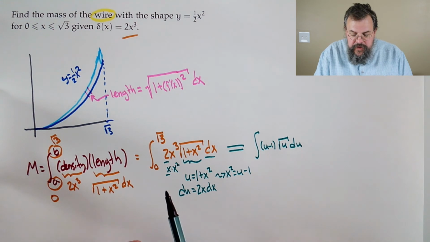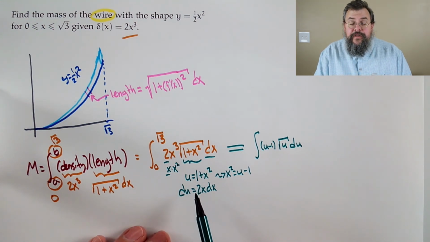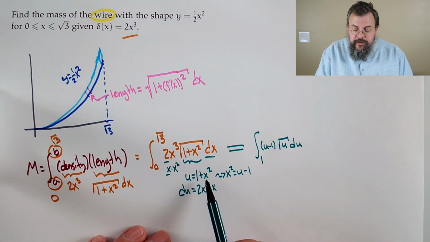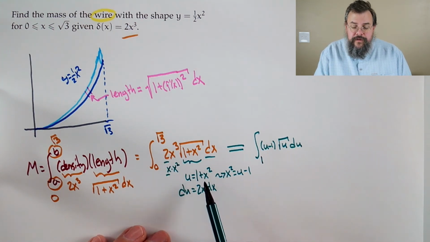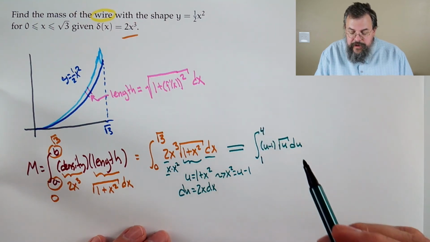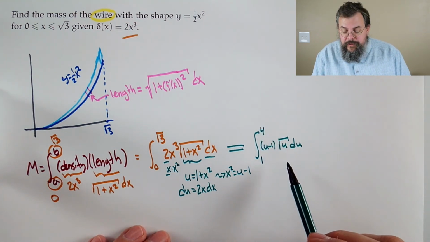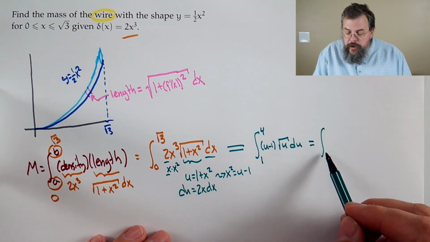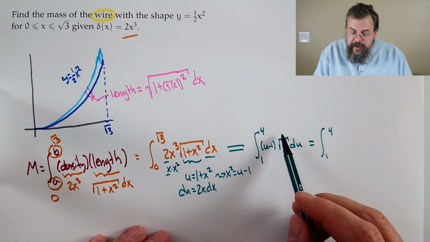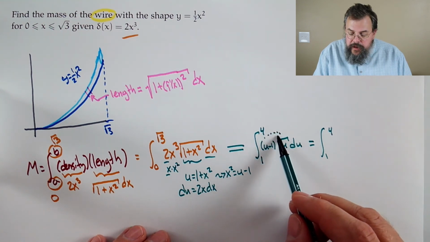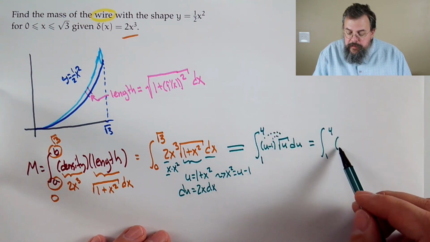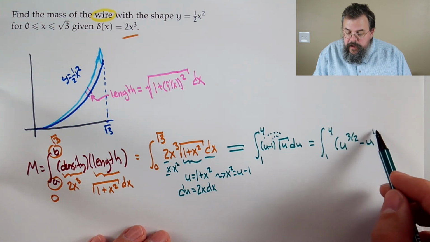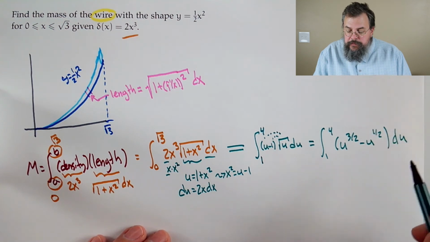Update the bounds. Plug in 0: 1 plus 0 squared, 1. Plug in root 3: 1 plus root 3 squared, well, that's 1 plus 3, 4. Oh, those are nice numbers, especially since there's a square root involved. Okay, so 1 to 4. It's not so bad, we can now distribute through. So this would become u to the 3/2 minus u to the 1/2 du.